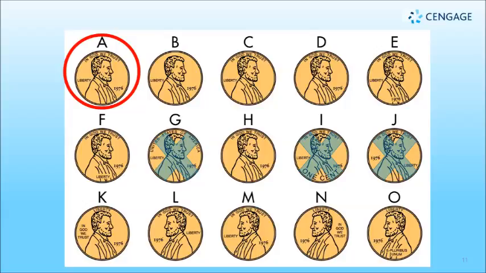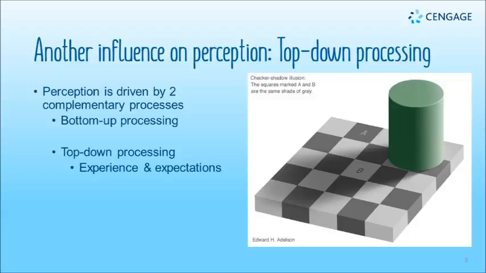So attention is a really big component in perception. And I posted a couple of links on MindTap about other experiments related to attention that have somewhat surprising results. Another influence on perception is known as top-down processing. Perception is driven by these two really complementary processes. You have bottom-up processing, which we've talked about already. That's where incoming information is detected by your sensory receptors. That information gets sent up to the brain, and your brain puts it all together. Again, that's known as bottom-up. Top-down processing occurs when you have some kind of knowledge that influences your interpretation. You have some kind of experience or expectation.